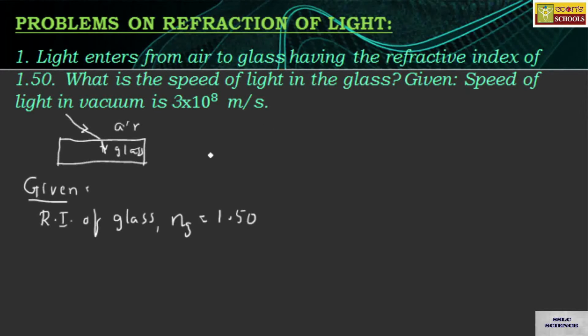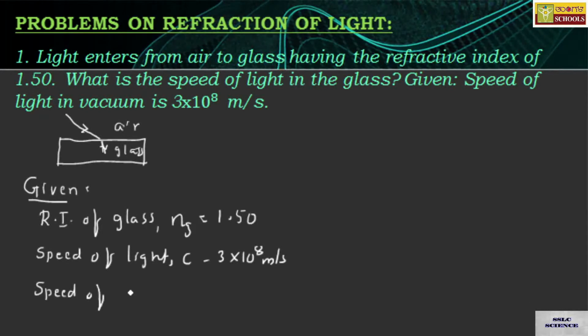They have also given the speed of light in vacuum, that is simply c equal to 3 into 10 to the power 8 meter per second. What they have asked is the speed of light in glass, v subscript g, which is equal to how much?